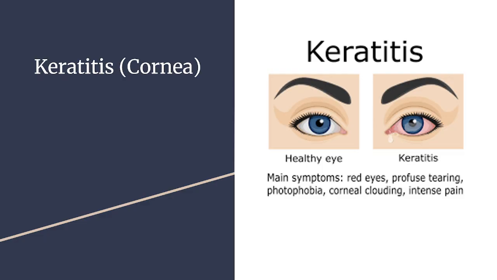Now, keratitis. This is an inflammation of the cornea, the transparent membrane that covers the colored part of the eye, that is the iris, and the pupil of the eye. Symptoms of keratitis include tears, pain, sensitivity to light, inflammation of the eyelid, decrease in vision, and redness. It can be caused by bacterial, viral, or fungal infections.